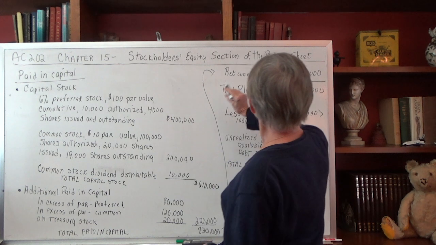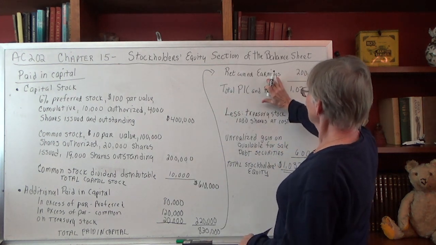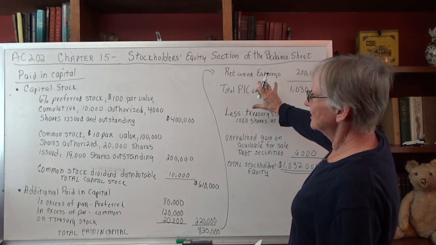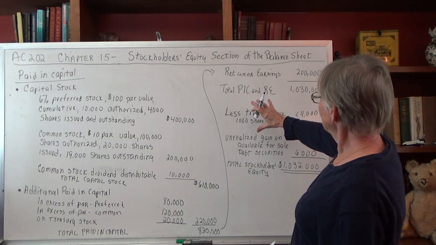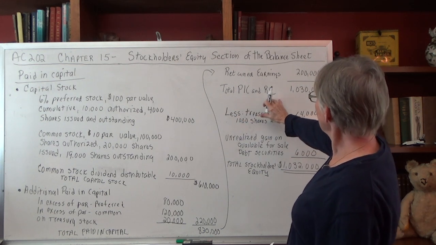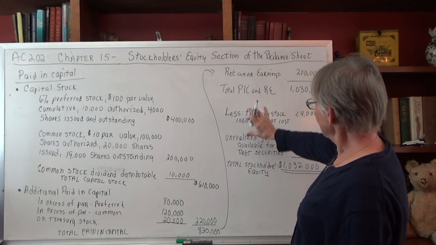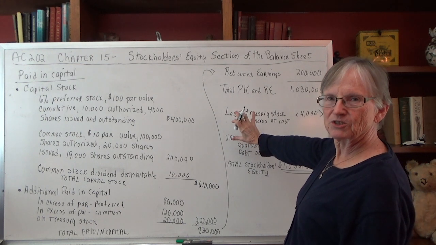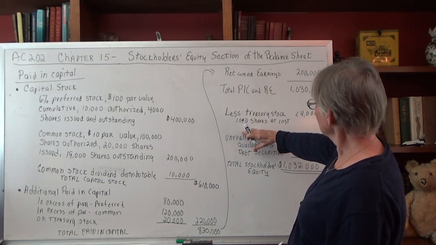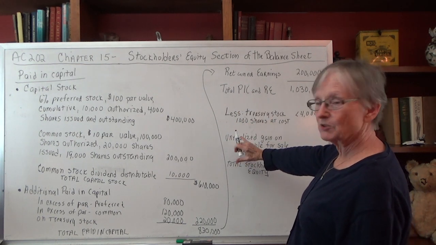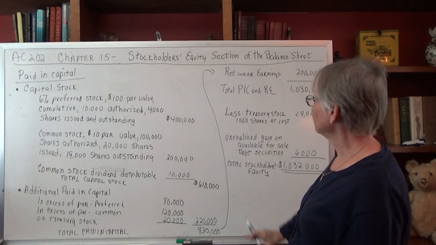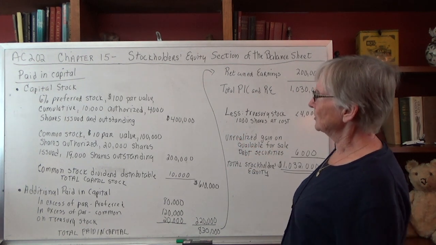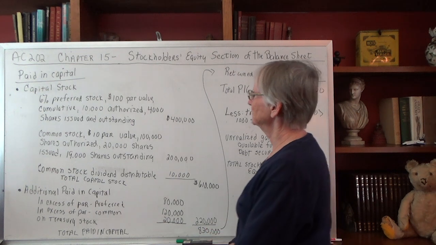The second section is going to be your retained earnings, and then you've got your total paid-in capital and retained earnings. And then after that come what would be your comprehensive income, or you take off the treasury stock, and then you've got your other comprehensive income items down below. All right, so let's look at this a little bit in more detail.